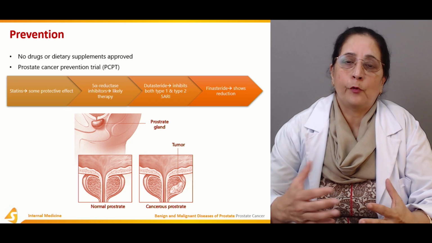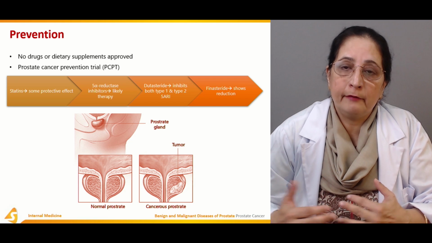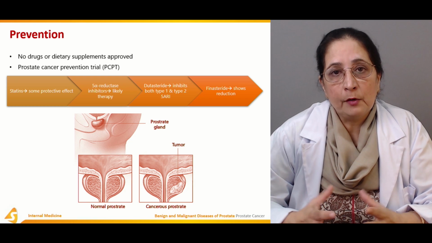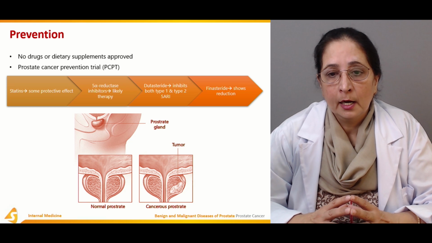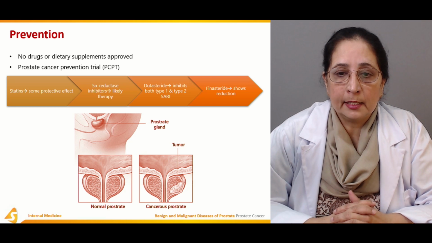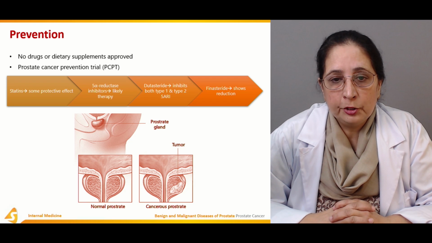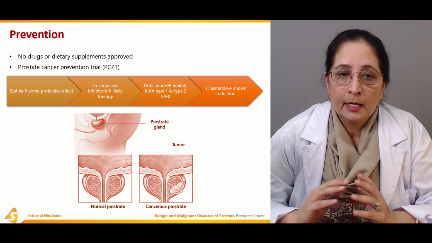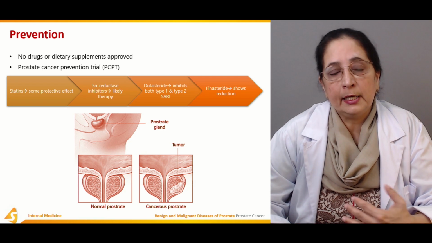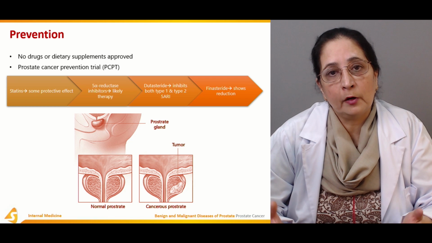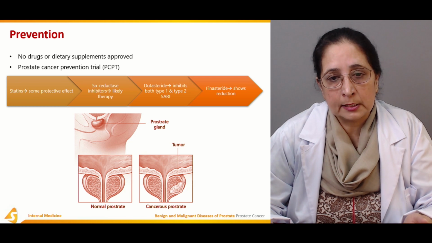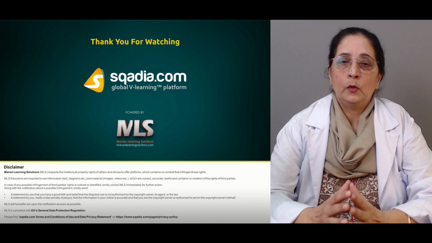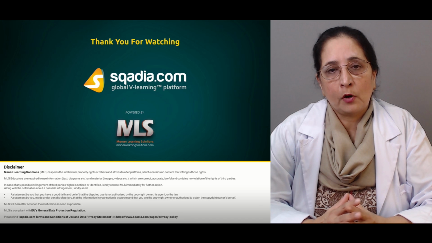We can say that's a prostate cancer prevention trial, which includes the substances like statin, 5-alpha reductase inhibitor, and then we have finasteride, and then we have dutasteride. So all these are different supplements, we can say, that can be helpful for the prevention of prostate cancer. So that was all about the section 1 of prostate cancer.